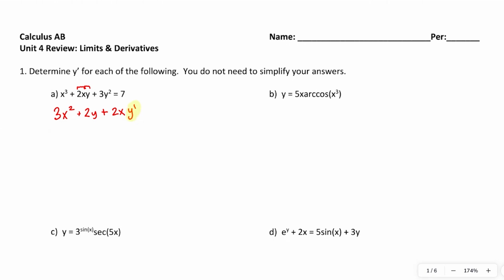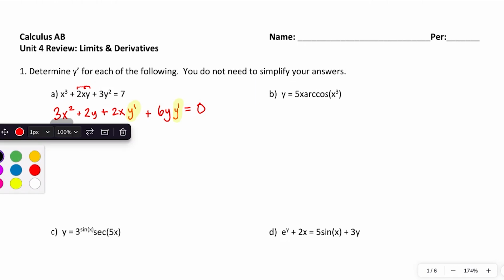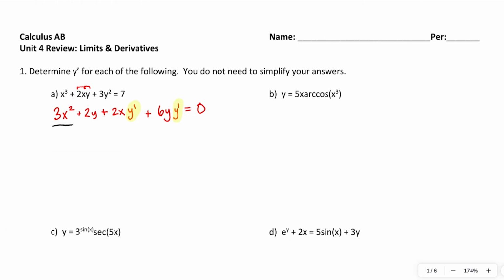So let's keep going. Plus 6y, and then using the chain rule, we have to multiply that by y prime, and then the derivative of any constant is just 0. So what we're trying to solve for here is that y prime. So we're going to try to isolate that by moving the terms 3x squared and 2y, this whole expression here, over to the right-hand side, and then we will factor out the y prime as a GCF and then divide. Those are kind of the steps for the implicit differentiation.